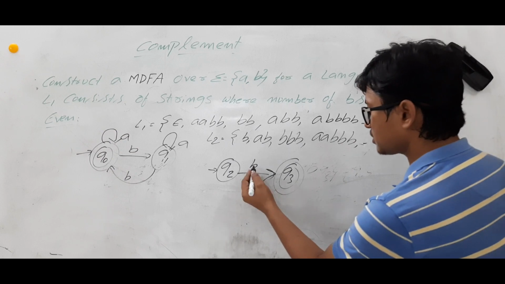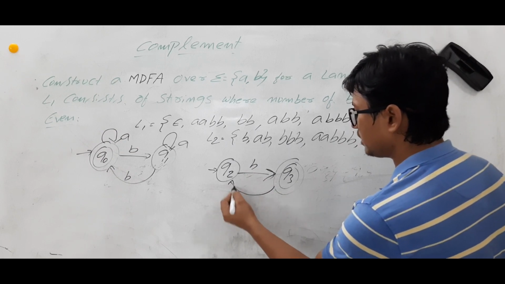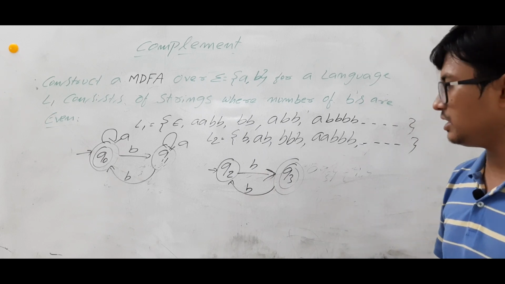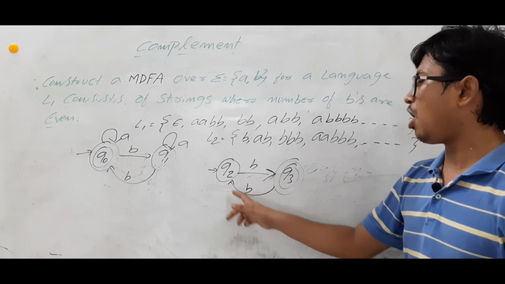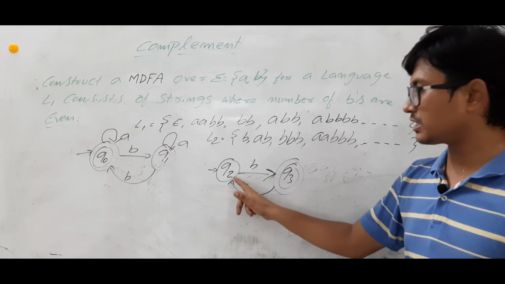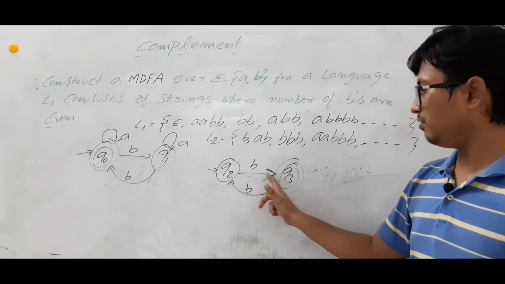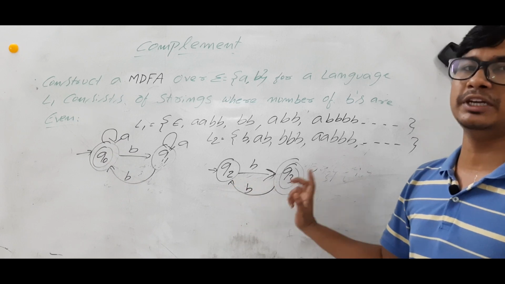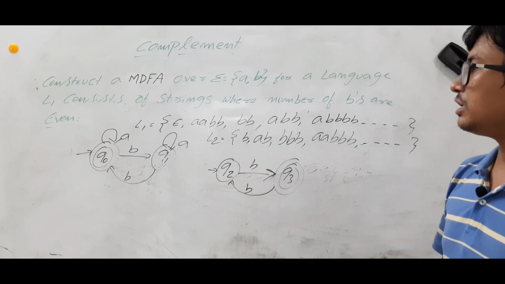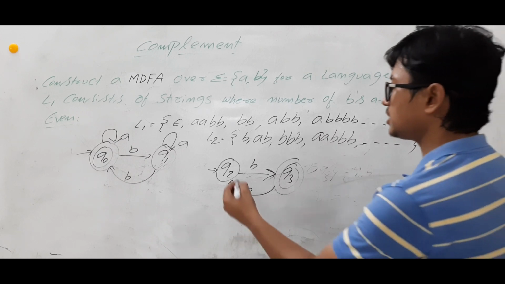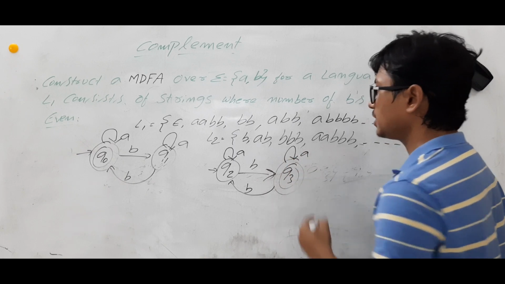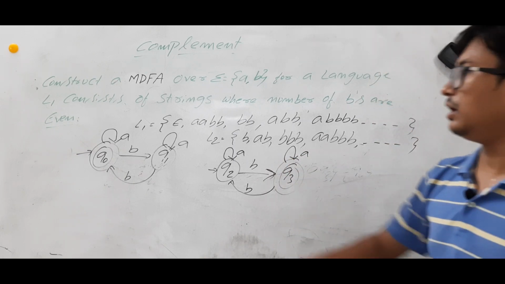If 2 B's come, from Q3 I will write here. For 2 B's I will not accept, for 3 B's I will accept. So you can see that it will accept an odd number of B's. The first B it will accept, the second B it will not accept, the third B it will accept. Similarly, the fourth B it will not accept, the fifth B it will accept. So it is accepting an odd number of B's. What about the number of A's? There is no restriction on the number of A's, so the A's can be kept like this. So this is the DFA.